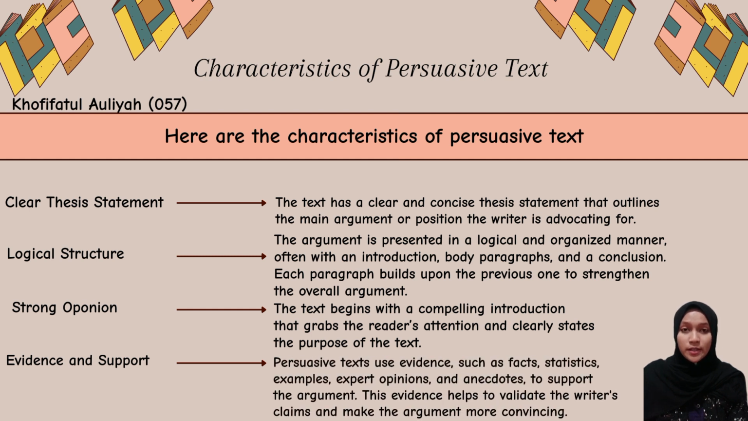Fourth, evidence and support. Persuasive texts use evidence such as facts, statistics, examples, expert opinions, and anecdotes to support the argument. This evidence helps to validate the writer's claims and make the argument more convincing.